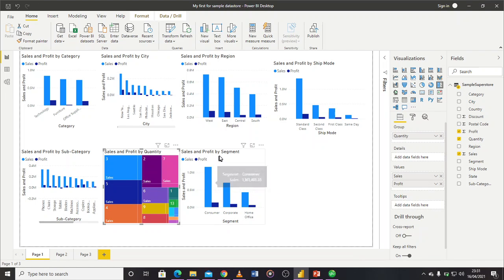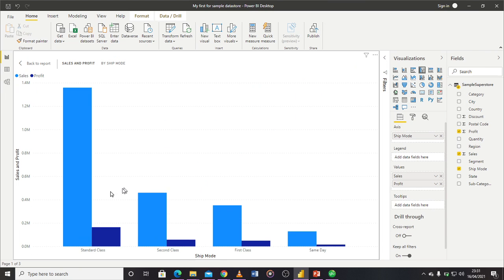Looking at the segment feature, there are more consumer sales, and the profit is also high, and the least is home office. Looking at sales and profit by ship mode, that is the customer's preference for delivery of their goods, I see that second class is second, and the standard class has the highest sales and profit, and same day has the least sales and profit. That means customers do not prefer that.